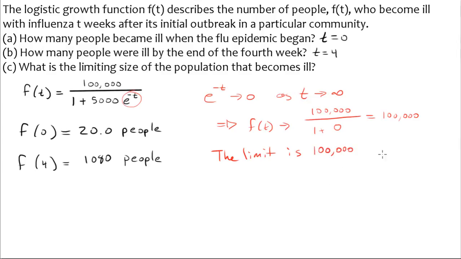And that makes sense. We can't have 120,000 people sick in a population of 100,000. People can't get so sick that they count for 2 people.